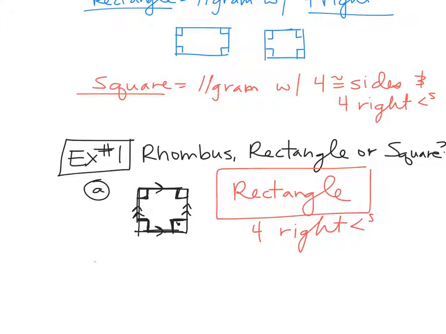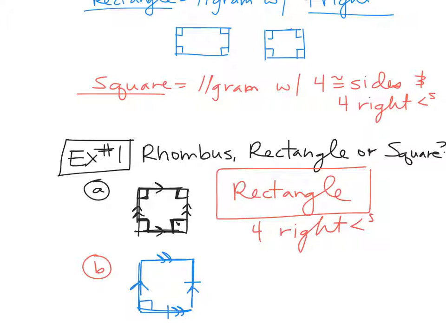Okay, what would this one be? Don't go based on my drawing. My drawings are not awesome. All right, so this is what we know. First of all, is it a parallelogram? Yes, right? Because opposite sides are marked parallel. Okay, so we know it's a parallelogram.